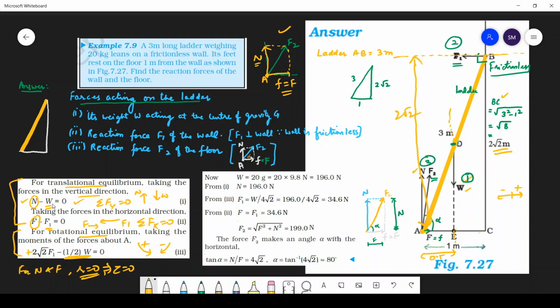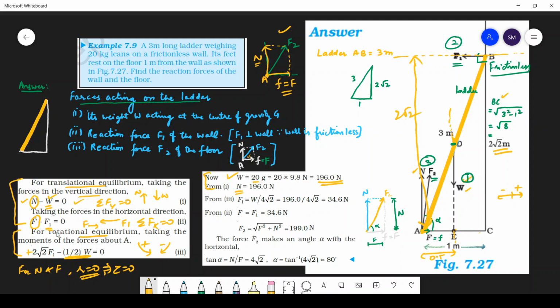Okay, so calculating the value of W. What is W? W is the weight of the ladder, that is 20 kg into 9.8. So put the value of W now, and that will be also your N. So W is equal to N. You can see here, put the value of W is equal to 196. So minus 196 will come this side, and it will become plus 1. So putting the value of W, you find the value of N, using the first equation.